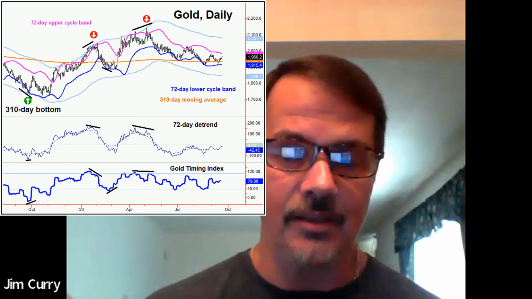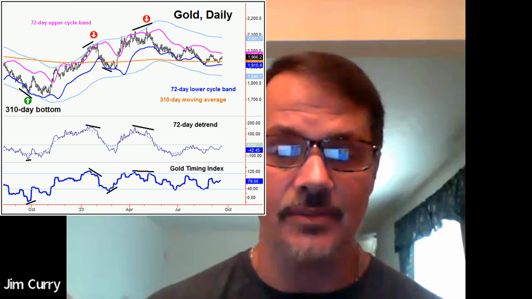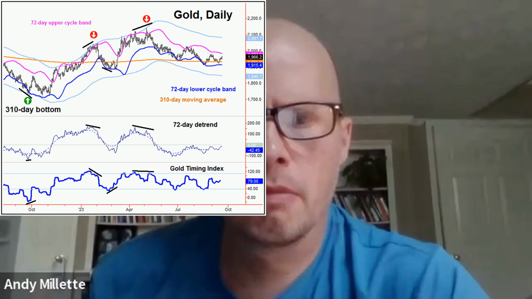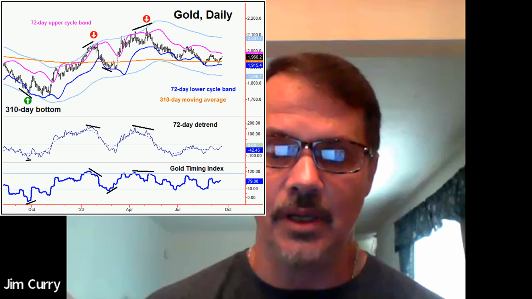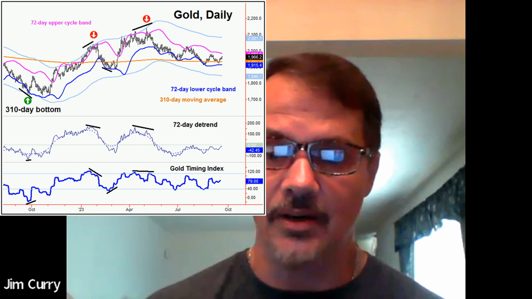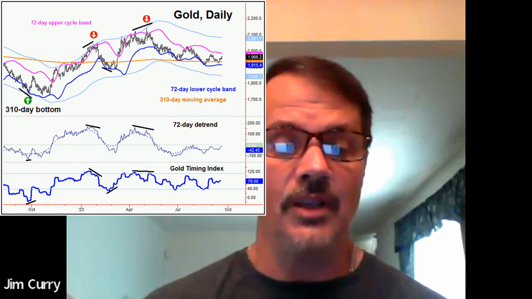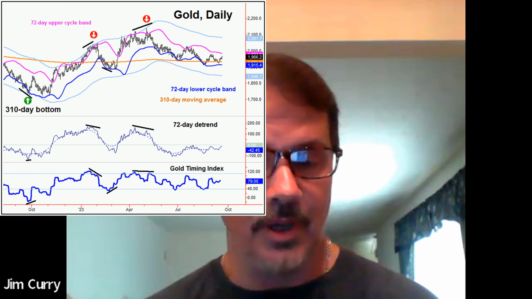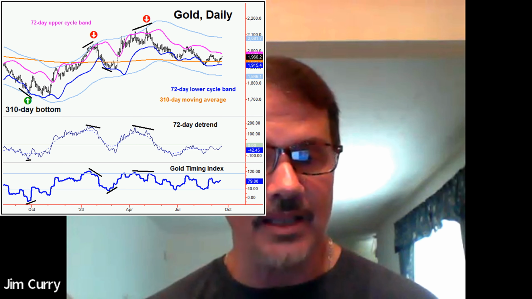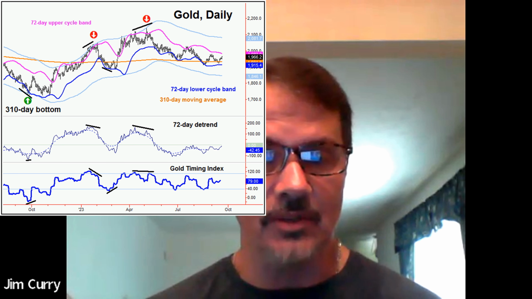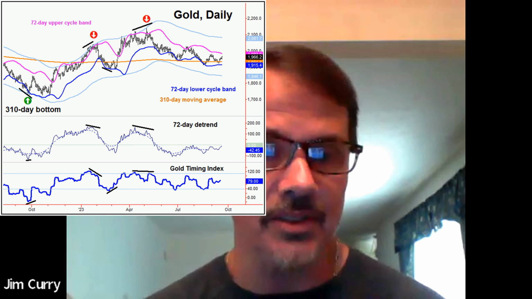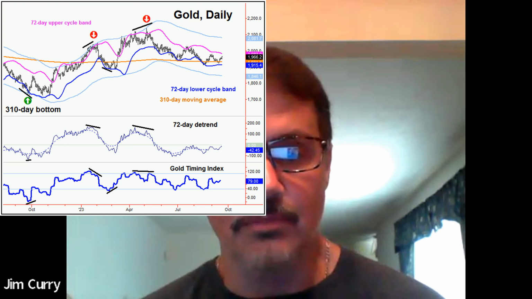Something that we look at, if we can move to chart number 6. I have an indicator that I developed a number of years back. That's a proprietary indicator, and it's done very well for us in calling tops and bottoms. I don't like to call a top or a low unless I see a divergence in an indicator we call the gold timing index. It's on the bottom of this chart, number 6.